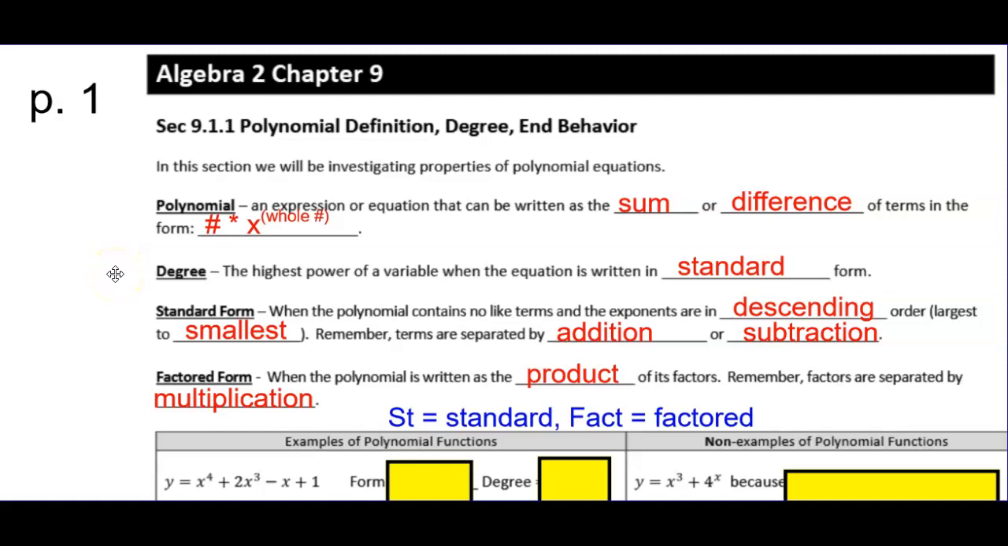Then once you have a polynomial established, you can identify the degree of it, which would be the highest power of a variable when that polynomial is in standard form. So standard form is the polynomial written in descending order of exponents. That means largest to smallest, and those terms are going to be separated by addition or subtraction. So once it's in standard form, you can look for the highest exponent, and then you'll know the degree. The other format that you'll see for polynomials is factored form. So factored form is a product where the parts are separated by multiplication rather than addition and subtraction.